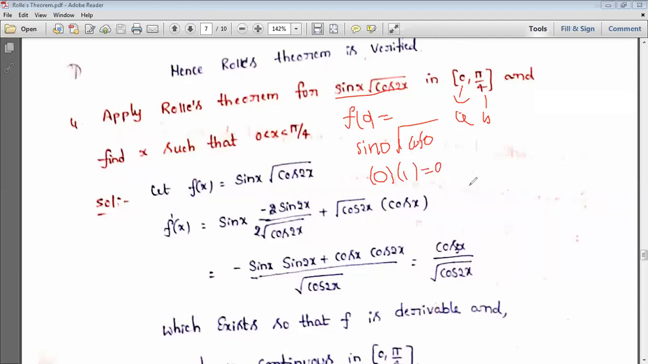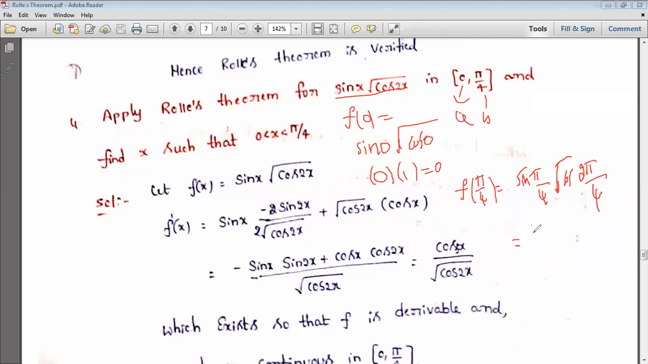Next, we need to substitute pi by 4 in f(pi by 4). Here it is pi by 4, and then what we'll get? Sine pi by 4 into square root of cos 2 pi by 4. In place of x I am substituting pi by 4.